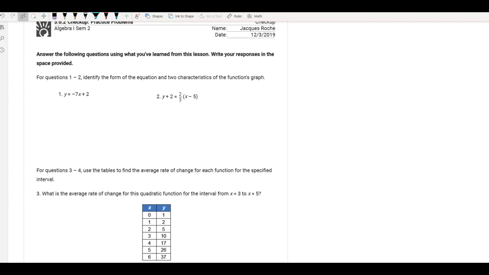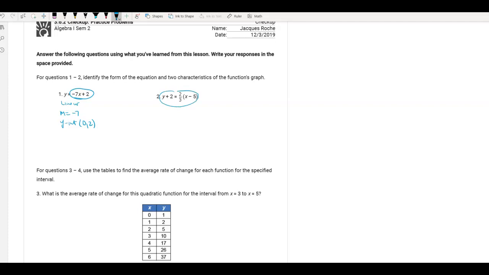So first question asks, identify the form of the equation and two characteristics of the function's graph. So right away, when I look at it, x and y are both raised to the first power, which makes this function linear. Now from this equation, I can gather that the slope is -7 and that the y-intercept is 0, 2.